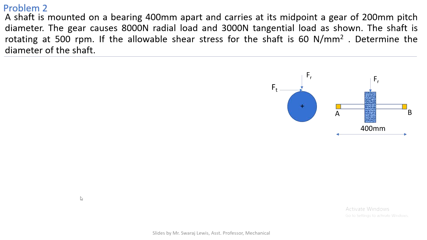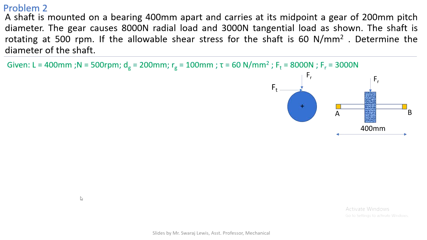So let us write the given data. Given length equals 400 mm, rpm 500, diameter of the gear is 200, so we will convert into radius 100, shear stress 60, and the force Ft equals 3000, Fr equals 8000. So first we have to find the bending moment for Fr.